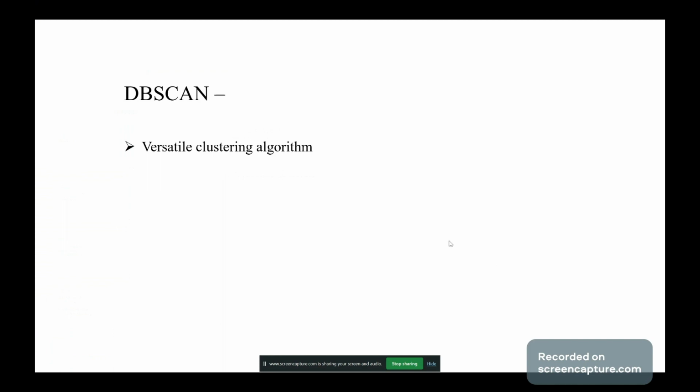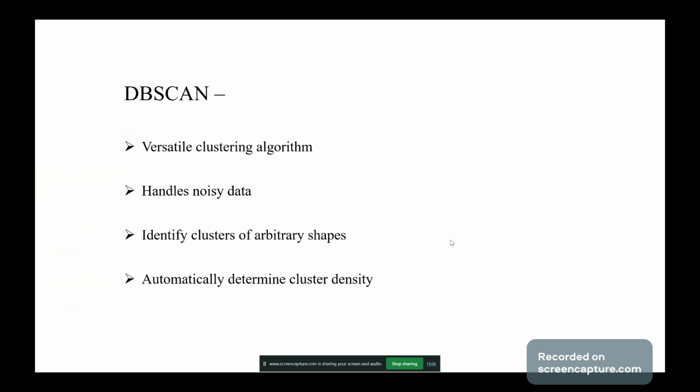DBSCAN is a versatile clustering algorithm with applications across various domains, including data mining, machine learning, spatial analysis, and image processing. Its ability to handle noisy data, identify clusters of arbitrary shapes, and automatically determine cluster density makes it a valuable tool for exploratory data analysis. So basically, it has an amazing power to identify clusters from even among noisy data. But how does it do that?